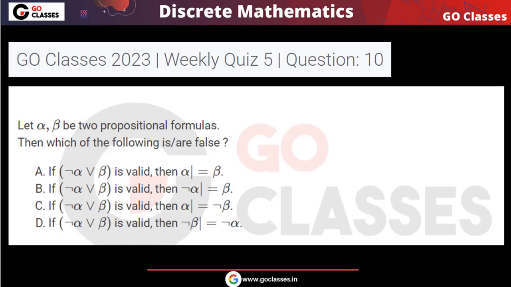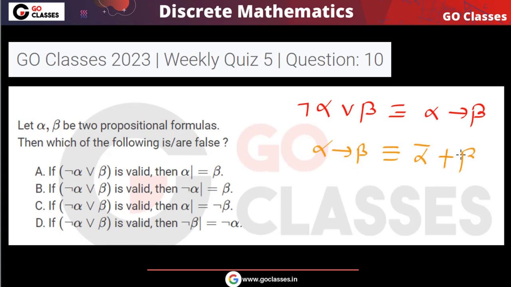First of all, you can solve this question very easily, because you already know that negation alpha or beta is the same as alpha implies beta. Because if you have alpha implies beta, you can also write it as negation alpha or beta. So I can say this is actually nothing but alpha implies beta. Now the question you can very easily read: if alpha implies beta is valid, valid means tautology.